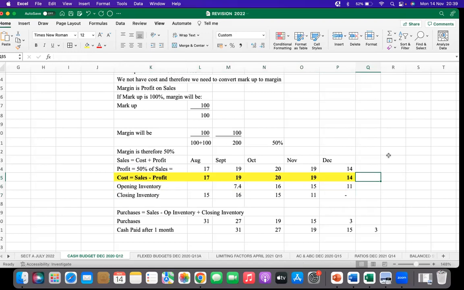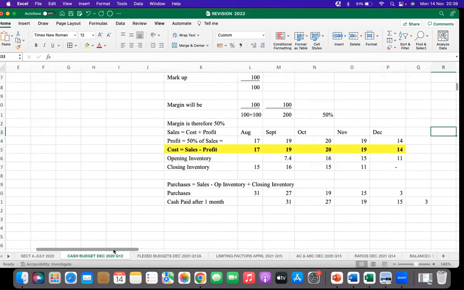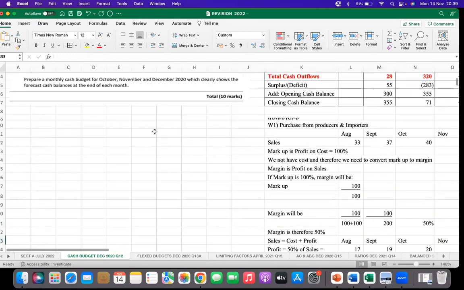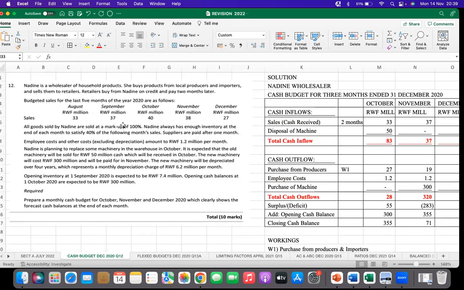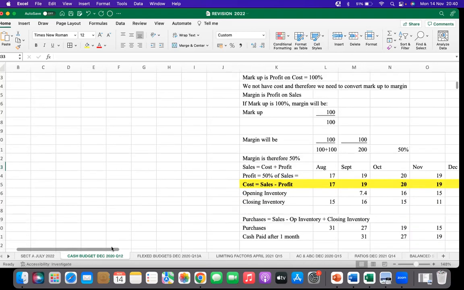How is the conversion of inventory done? If I go back there, that's why I was saying that if it is about network connection, I'm now repeating everything and we are taking a lot of time. Now, inventory, you follow the rules you are given here. All goods sold by Nadine are sold at a markup of that. Nadine always has enough inventory at the end to satisfy 40% of the following month's sales. So closing inventory is 40% of the next month's sales. Is that okay? Opening inventory is closing inventory of the previous month. Have you understood? Yes. Okay, fine.